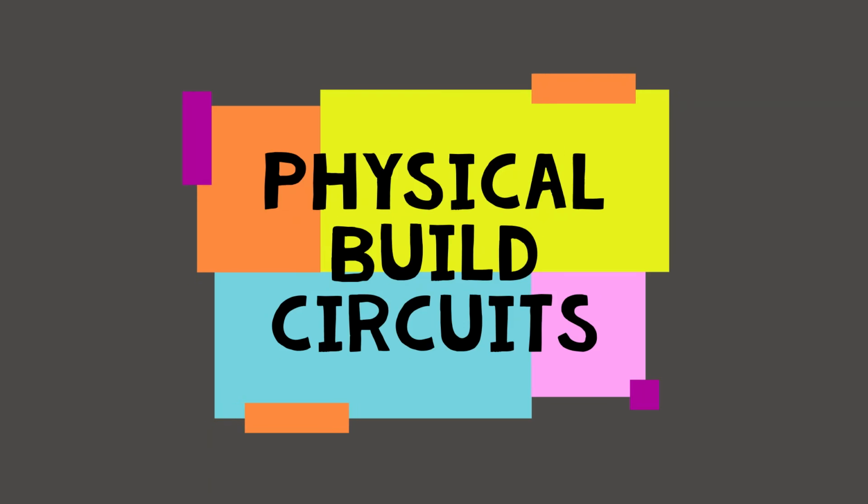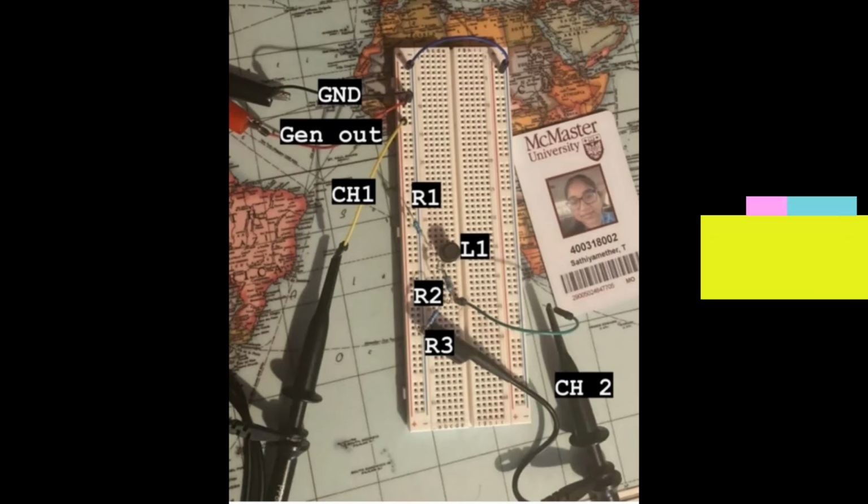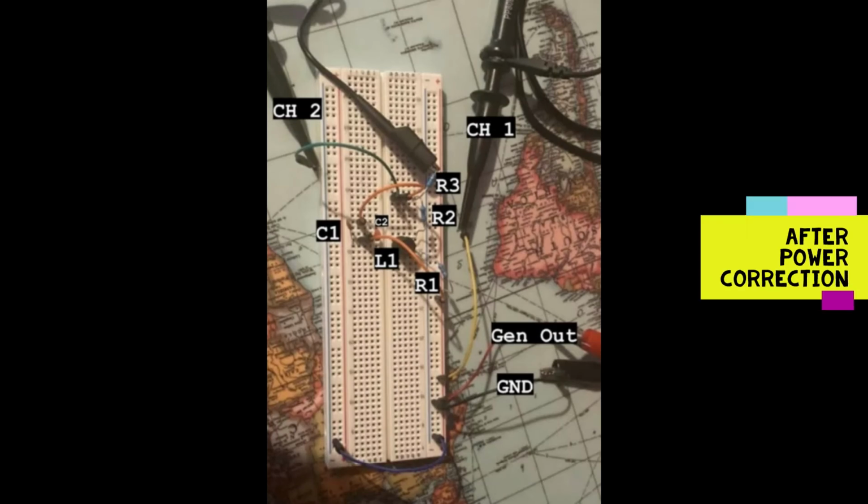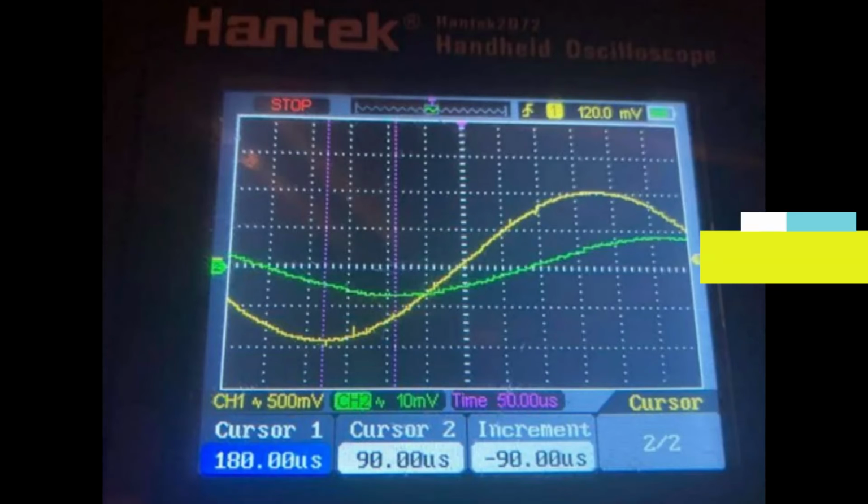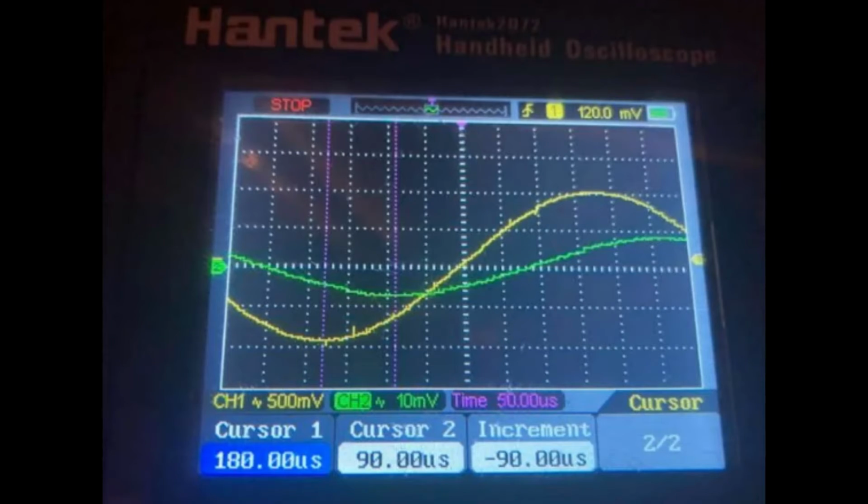Moving on to the physical build. The probe connections here are exactly the same as Multisim, and here we have just added 2 capacitors in parallel. As we have seen from previous methods, the graphs go from out of phase to in phase.